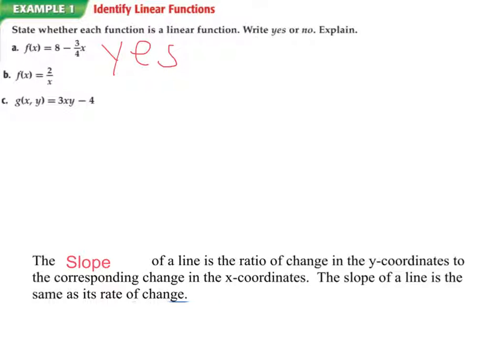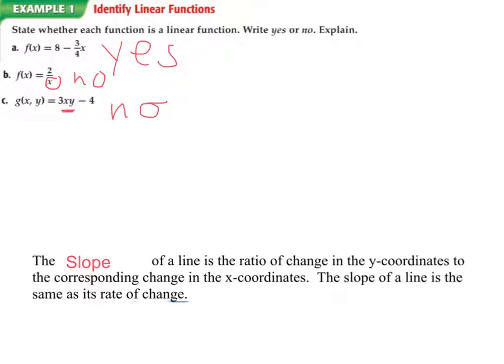For B, it says f of x equals 2 over x, and right away that shows me that it's not going to be linear because we have this x that's in the denominator, and we're not allowed to have that. So we're going to go ahead and say no. And then for example C, we have 3xy minus 4, and again we have a rule being broken. We have an x times a y, and that's not allowed. We're not allowed to have variables being multiplied, so no.